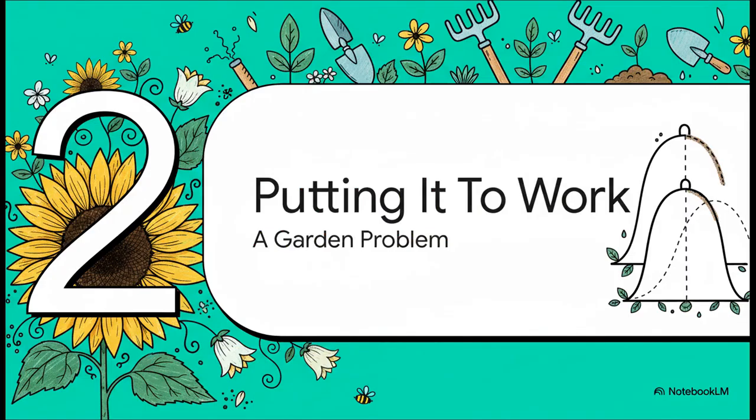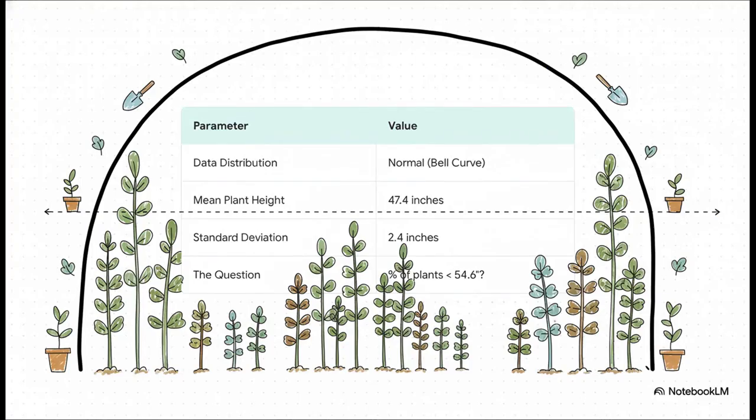Okay, so that's the theory. It's neat, it's clean, but what does it actually do? Let's see how this plays out with a real-world example, something you might find out in the garden. So let's imagine we're in a garden, and the height of all the plants follows a nice, normal bell curve. We know the average, or mean height, is 47.4 inches, and each step, or standard deviation, is 2.4 inches. So here's our puzzle. What percentage of all the plants in this garden are shorter than 54.6 inches?